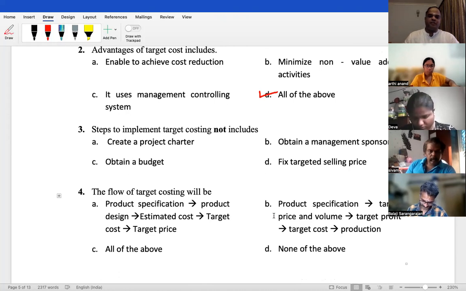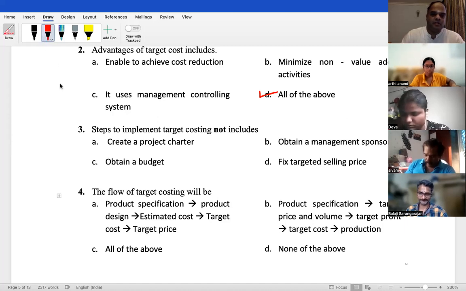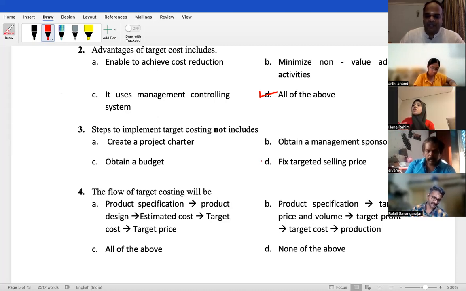Steps in the implementation of target costing do not include: create project charter, yes. Obtain management sponsor, yes. Obtain budget, yes. Fix targeted selling price, option D. Fix selling price is not a step. So what are all the steps in implementation of target costing? Create project charter, obtain management sponsor, obtain a budget, then lead a team, train the participants, and use project management tools.